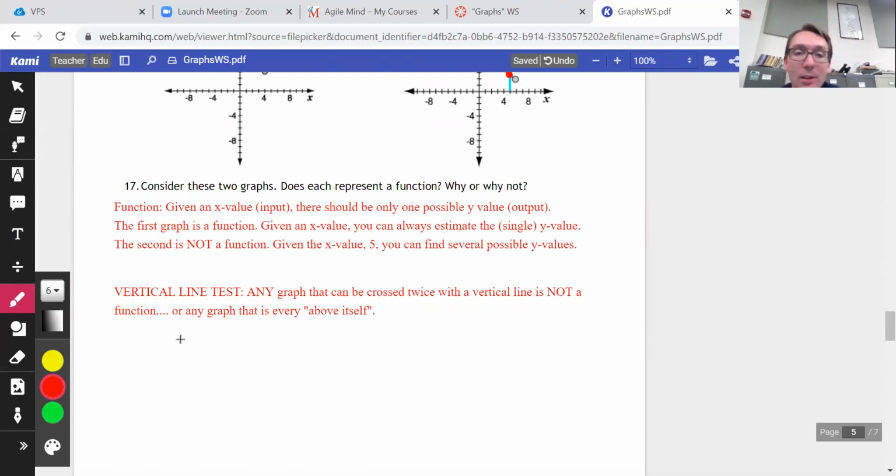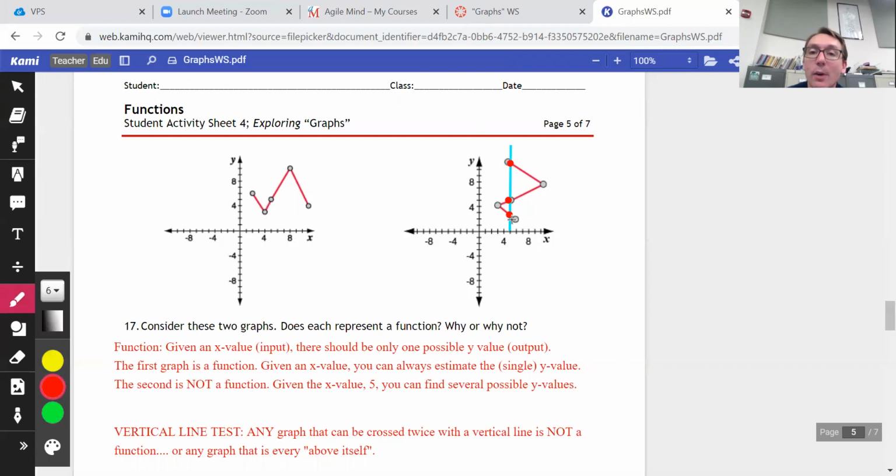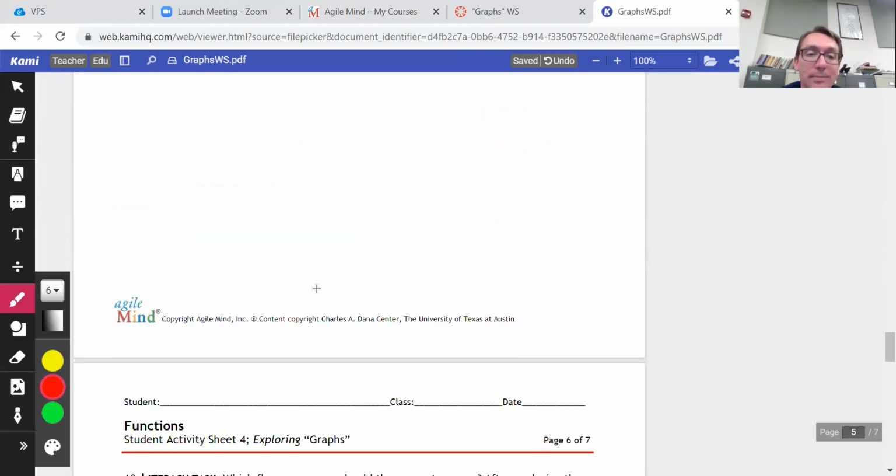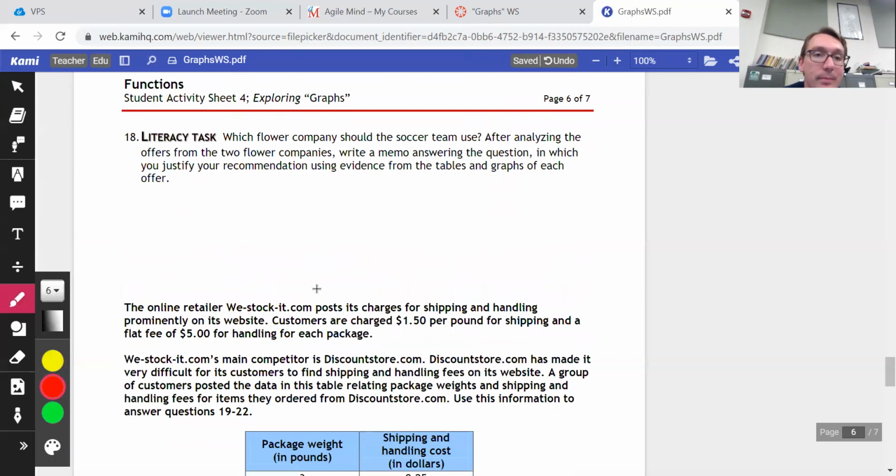It's an actual thing. You can look it up online: the vertical line test. So if you're ever asked if a graph is a function, there's a really easy way to check. If the graph is ever above itself, see? Another way you can think about it is, it's the same thing as a vertical line test: if a vertical line goes through it more than once, then it's not a function. So that's useful to know.